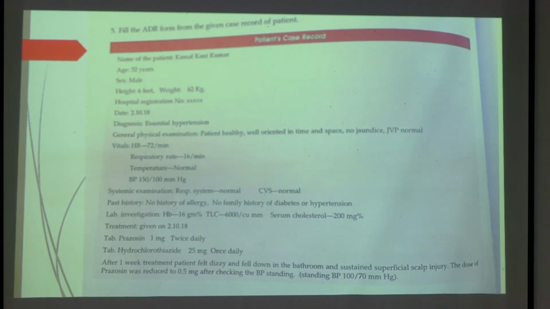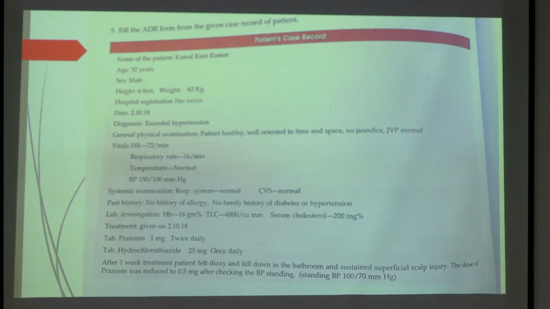Patient is healthy, oriented in time and place, no jaundice, JVP normal, heart rate 72 per minute, respiratory rate 16 per minute, temperature is normal, BP is 150/100. Systemic examination, respiratory system normal, CVS normal, past history, no history of allergy, no family history of diabetes or hypertension. Lab investigation is hemoglobin 16 gram %, TLC is 6000 per cubic mm, cholesterol is 200 milligram %, and the treatment is tablet Prazosin 1 milligram twice daily, tablet hydrochlorothiazide 25 milligram once daily.